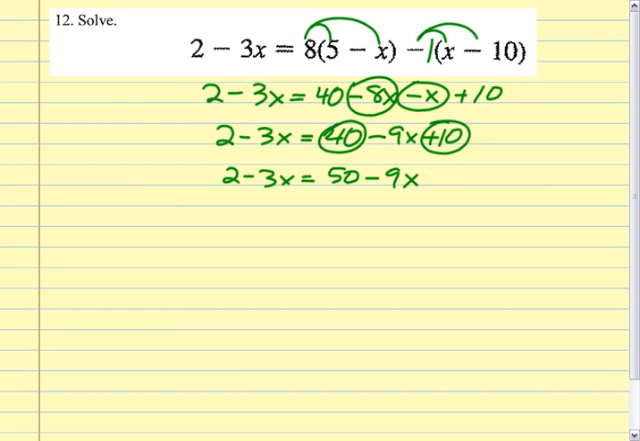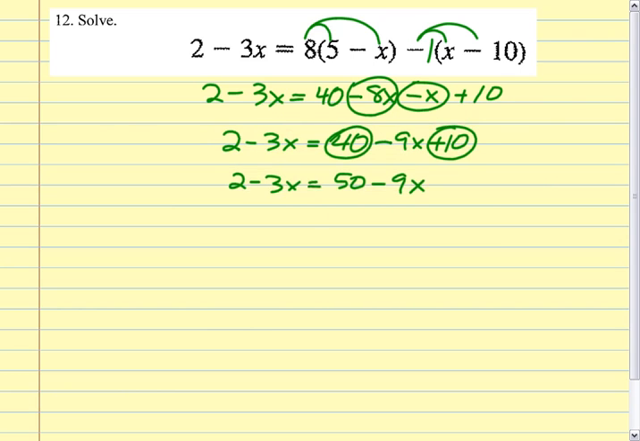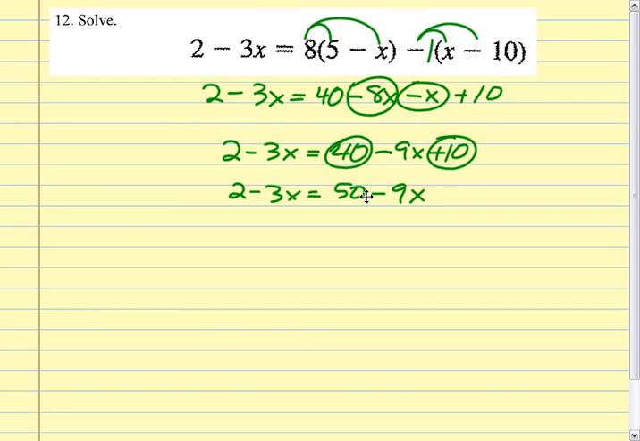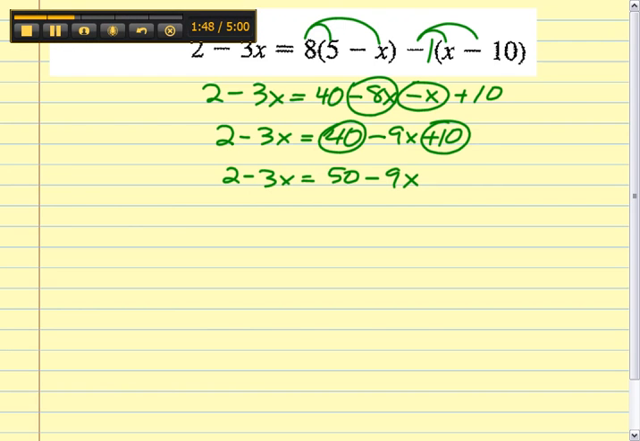Once I'm done simplifying, I'm ready to solve, and the very first thing that I want to deal with when I'm solving is getting the variables together. So I'm going to add 9x to both sides, and I'm going to get 2 plus 6x is equal to 50.